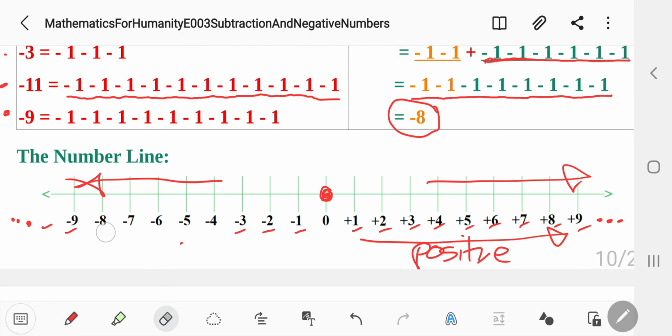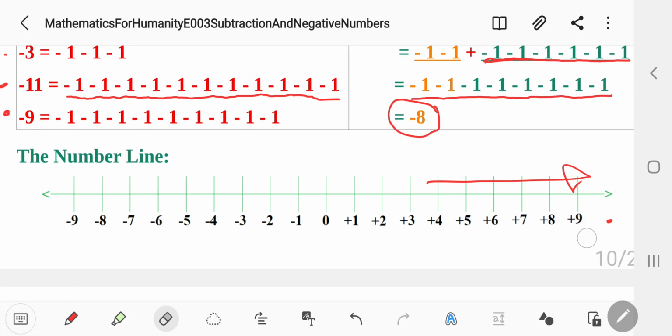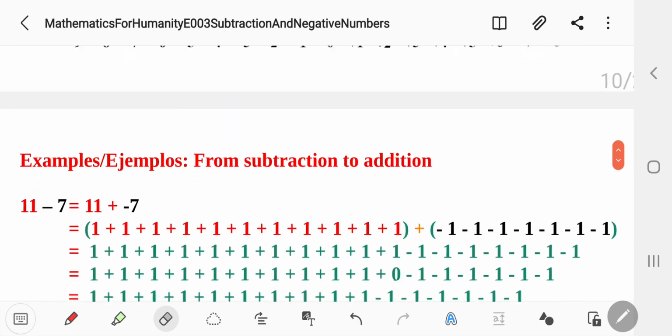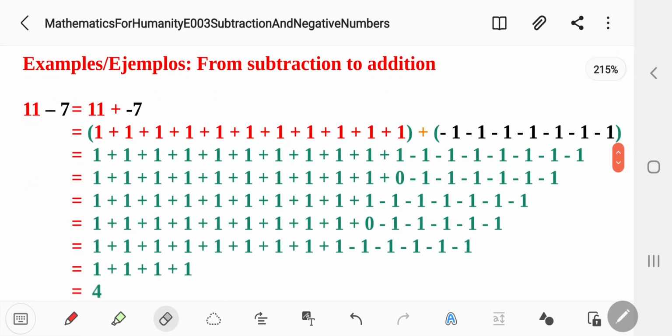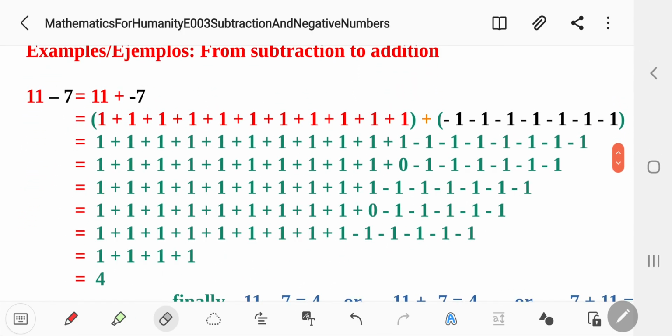So let's proceed with subtraction. How about doing subtraction for large numbers, for example? Wait, by the way, we can also do that here.